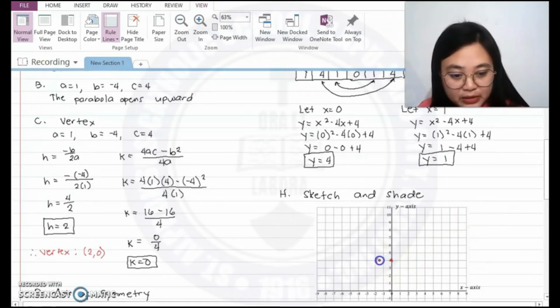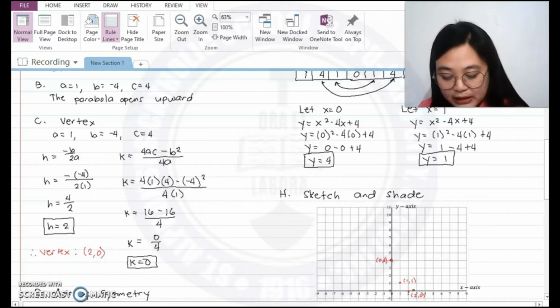and label (0, 4). Next would be (1, 1). (1, 1) is in this part, and label (1, 1). Next, (2, 0) in this part, (2, 0). And next, (3, 1) here, (3, 1). And next would be (4, 4). So (4, 4) is in this part.